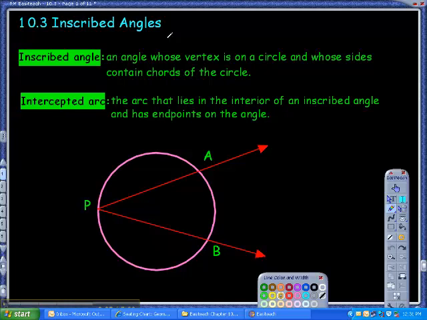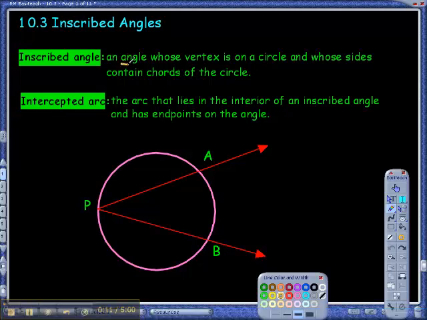First of all, an inscribed angle is an angle, obviously, whose vertex is on the circle and whose sides contain chords of the circle. So if you take a look down here, I've got an inscribed angle. Its vertex is on the circle and its sides contain chords. Now they actually continue on as rays, but they still contain chords of that circle.